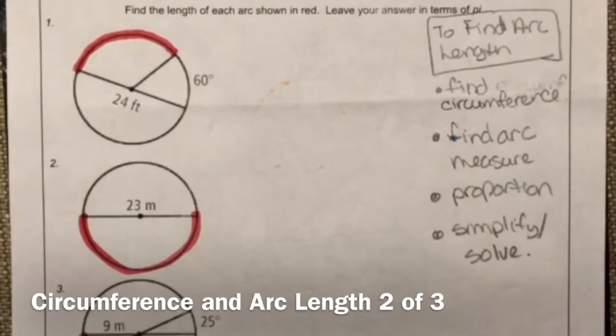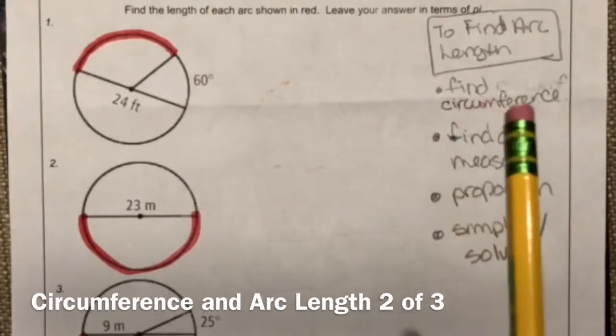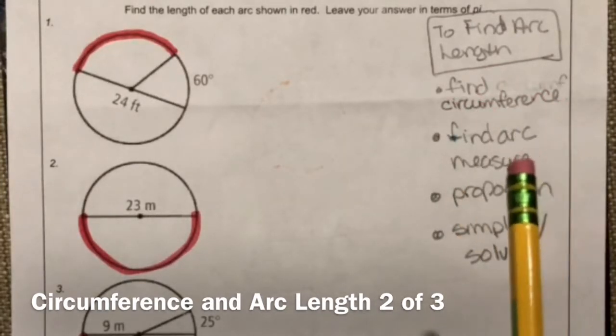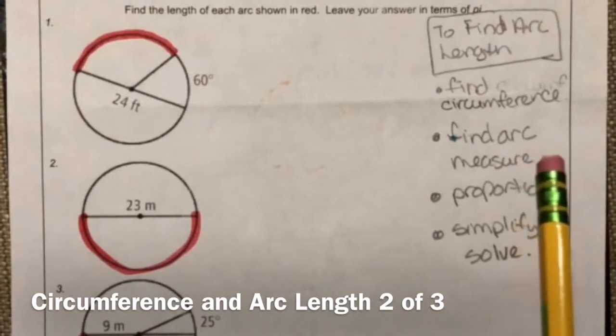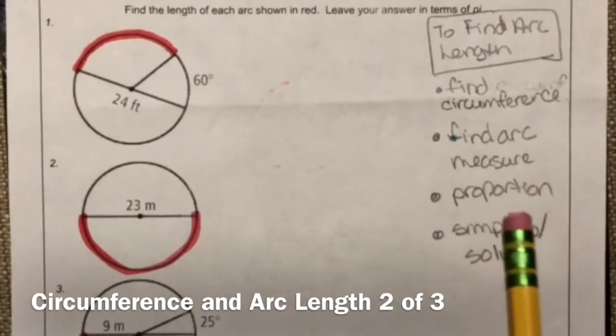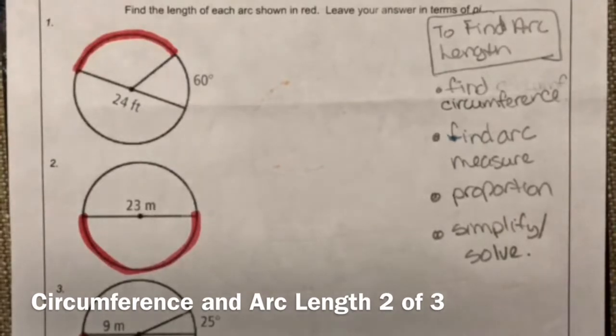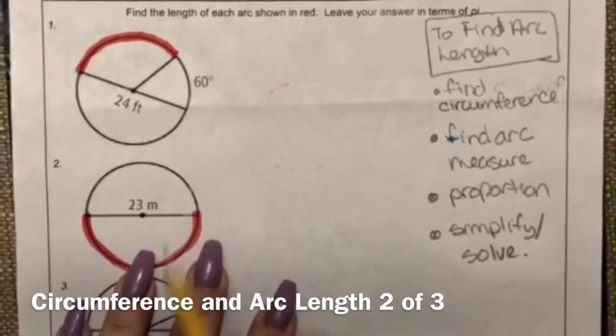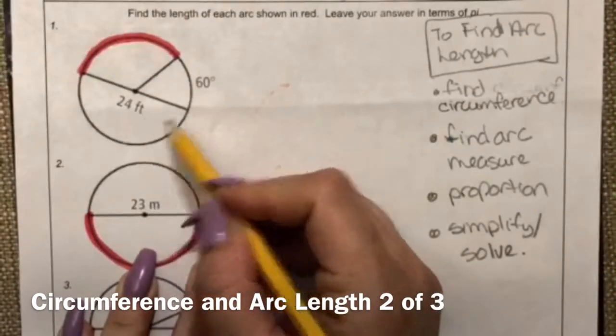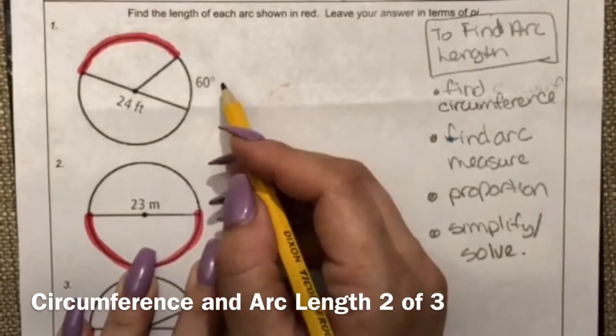So what I'm going to do is follow these steps. First, I'm going to find the circumference. Then I'm going to find the arc measure, which is the degree portion. Then I'm going to set up my proportion, and then I'm going to simplify and solve. So the first thing I'm going to do is find my circumference. I know my circumference is always equal to diameter times pi. In this case, since my diameter is 24, I know the circumference is 24 pi.